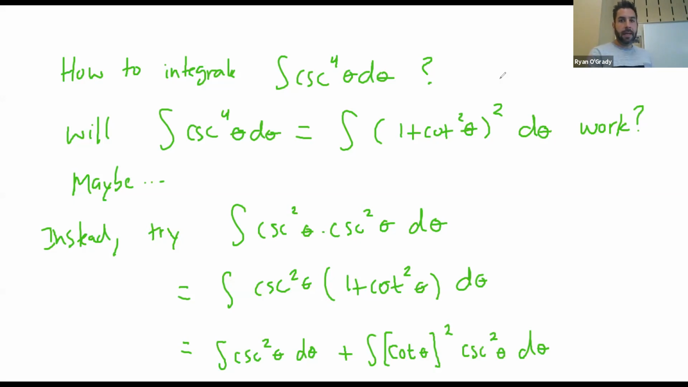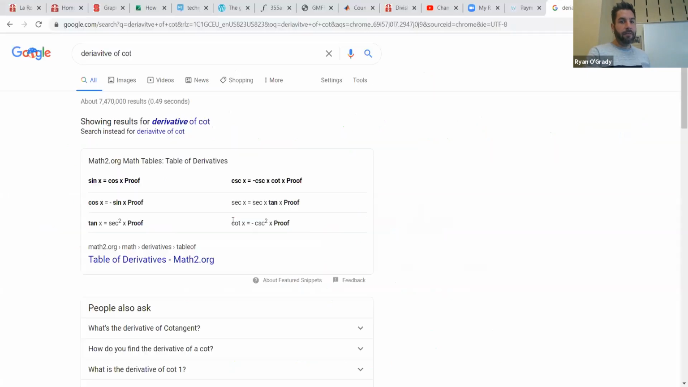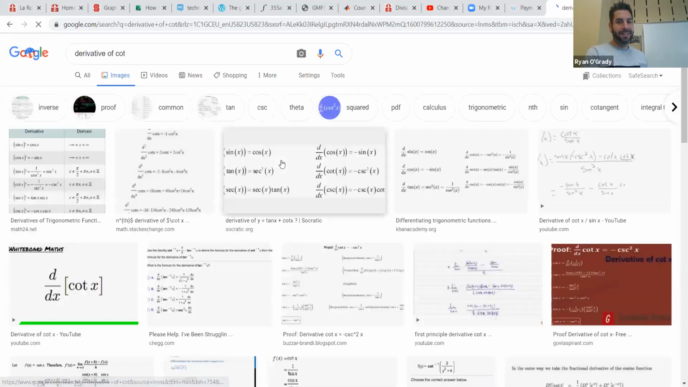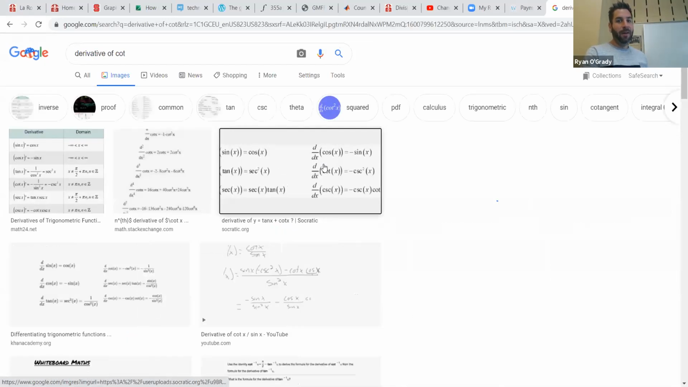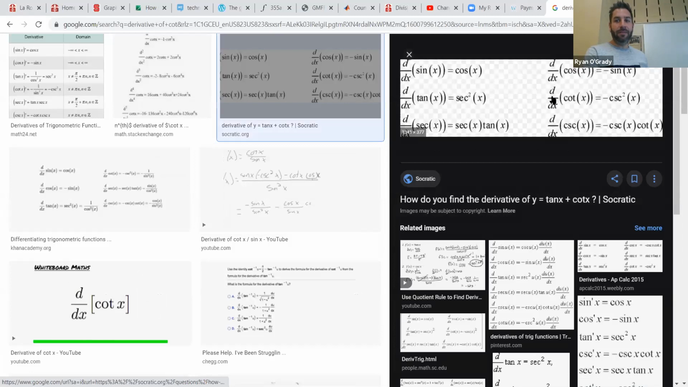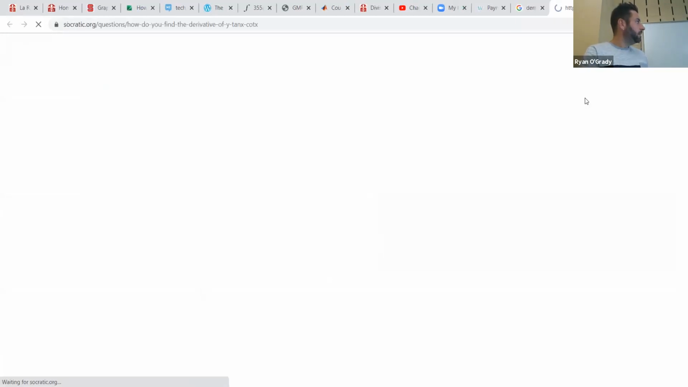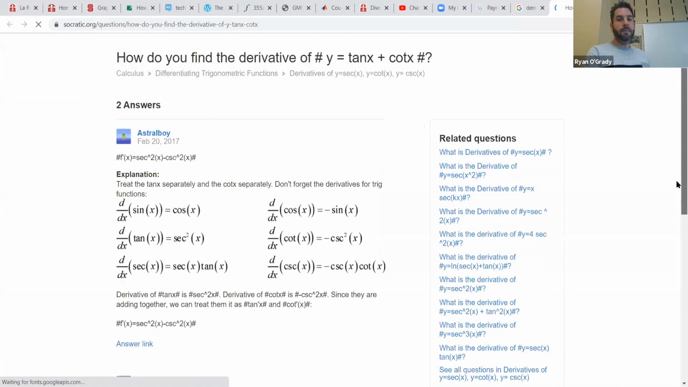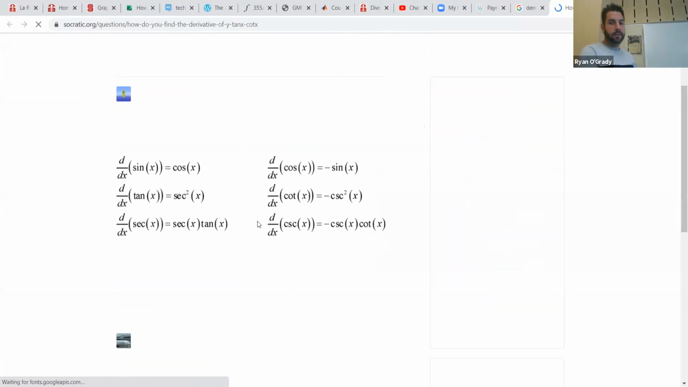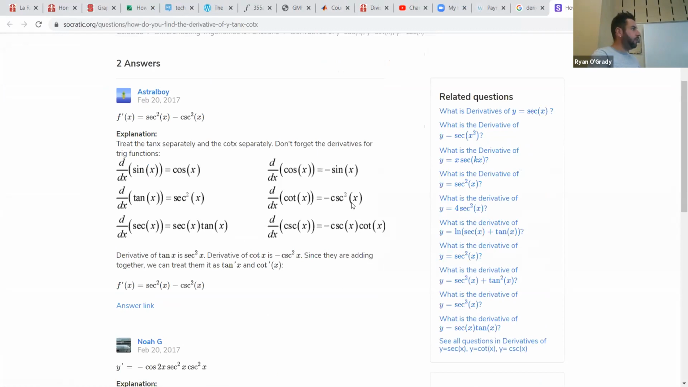So if I go back to that page that I had to verify, even for myself, this is what I want to use, this thing right here, the derivative. Let me go to an image. What I want to use is this fact right here. Oh my God, what happened? Wait. I'm using this fact twice. The derivative of cotangent is negative cosecant squared.